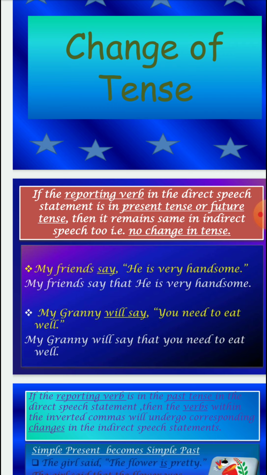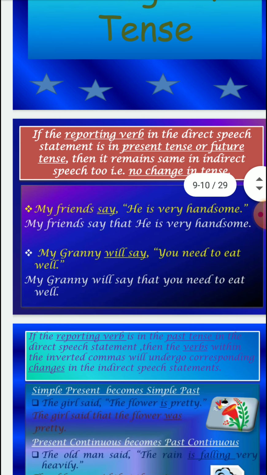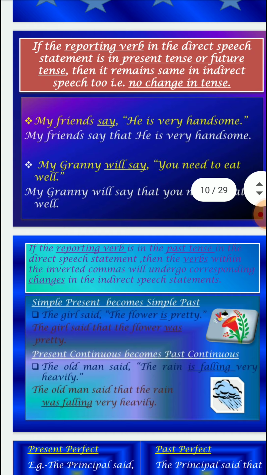Another example of future tense, let us consider when the reporting verb is in future tense. My granny will say you need to eat well. Now will say is what? Reporting verb is in future tense. So again we don't have to make any changes in the reported speech. My granny will say that you need to eat well. Same sentence, no change in the tense. This you have to remember.